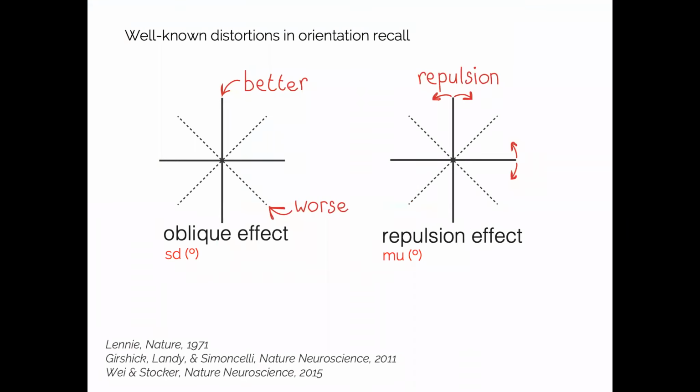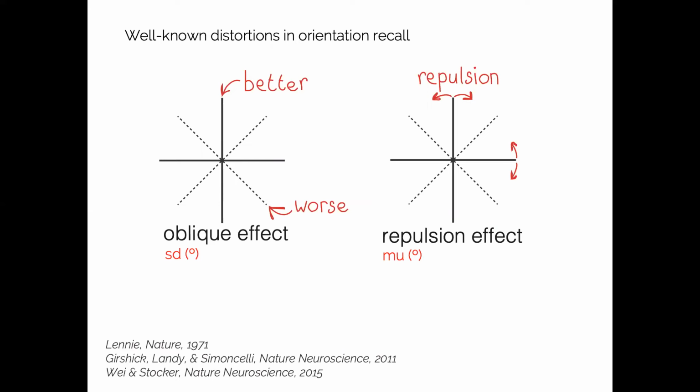All right. So first, I want to give you a little summary of these well-known distortions in orientation recall. Here I'm going to give a very high-level summary, but I'll explain that in more detail as well. On the left, what you see is one distortion that we call the oblique effect. That basically means that people are better at discriminating and/or reporting orientations that are around vertical and horizontal, so cardinal, and they're worse at discriminating and/or recalling orientations that are at oblique orientations. And this is really, and that's important, an effect on the standard deviation of these distributions we just saw.